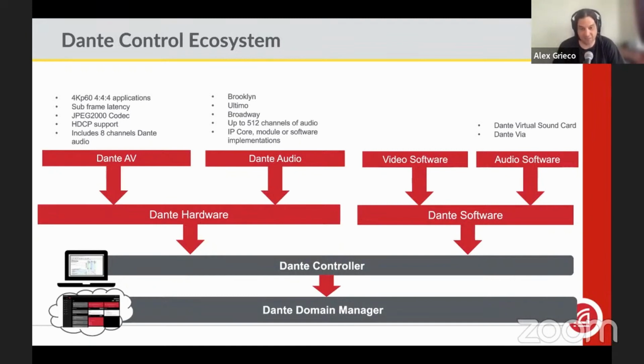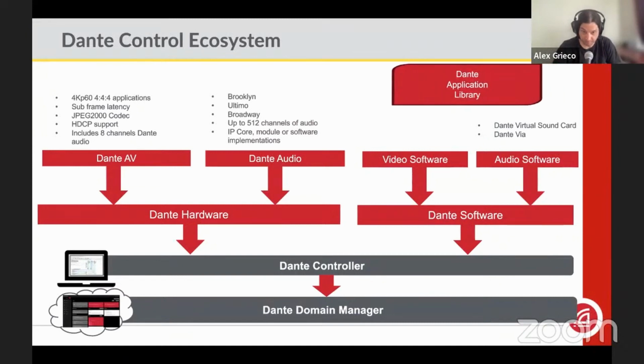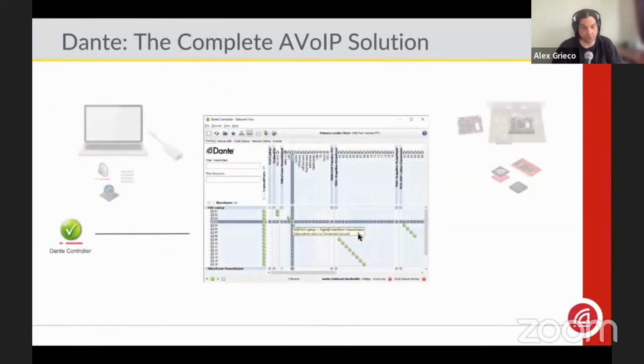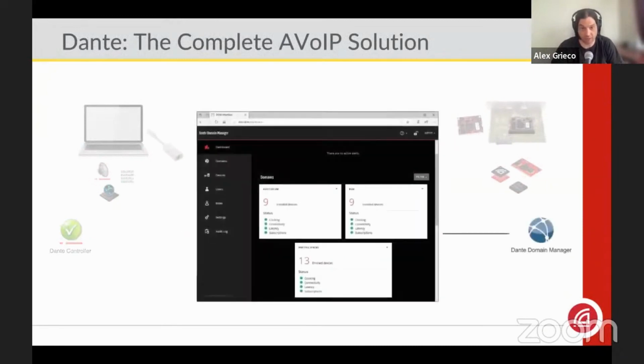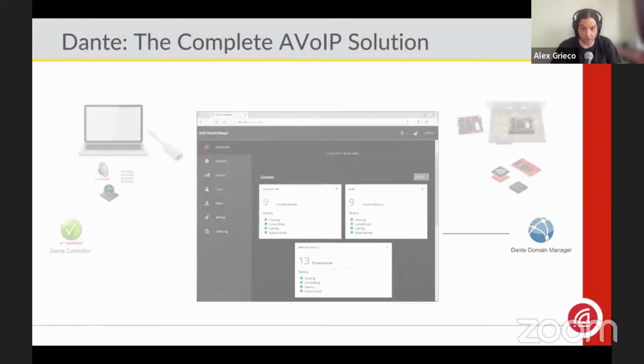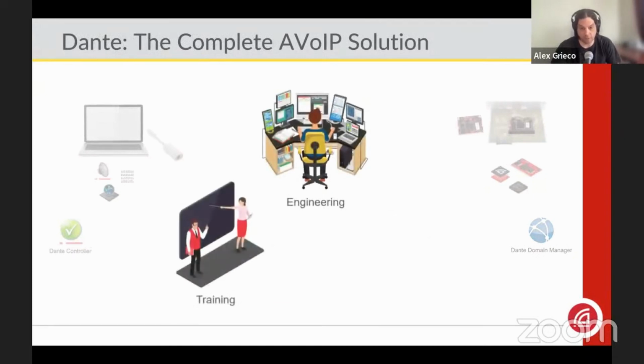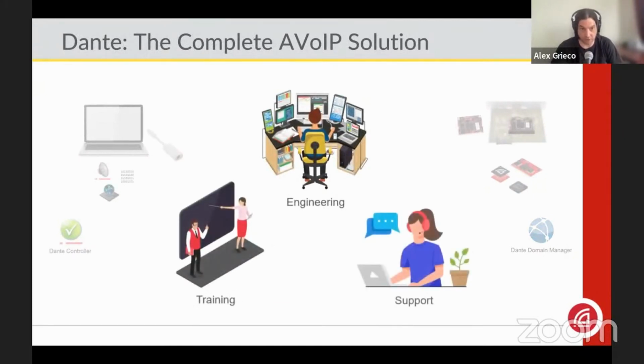And all of the solutions come into the network and get managed through a series of applications. The Dante Controller manages routing and subscriptions between devices, and Dante Domain Manager allows you to establish connections between different segments of your networks or different subnets in large implementations, and allows you to enforce access and control policies, and really allows you to take the audio video solution and turn it into a full IT type of solution, a fully managed solution.